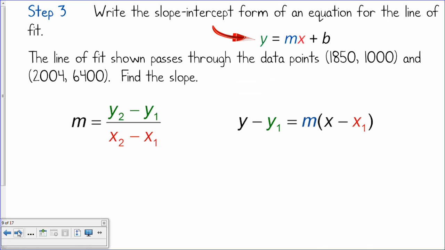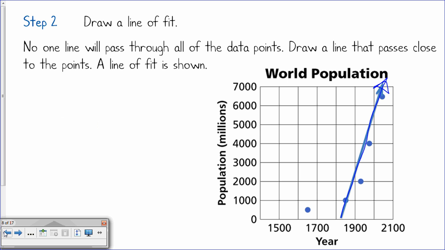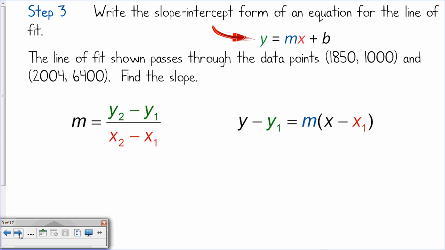Next thing we need to do is write the slope-intercept form of an equation for that line of fit that we just did. Now you notice, where did my line start? Started in the middle of what? The x-axis. What if I continue this line all the way down? Where's my y-intercept going to be? It'll be positive or negative? Okay. So now I'll come back to my equation.